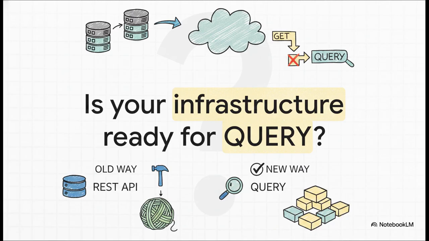So I leave you with this. Is your API infrastructure and your engineering mindset actually ready for the transition? Audit your enterprise projects, identify exactly where you're abusing POST, and start architecting the future today.